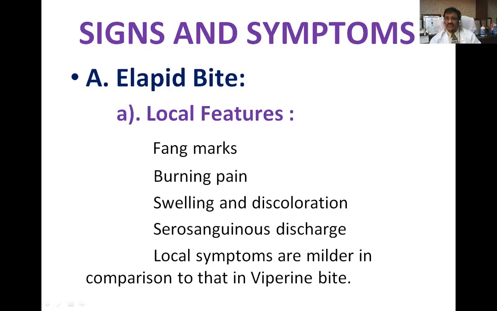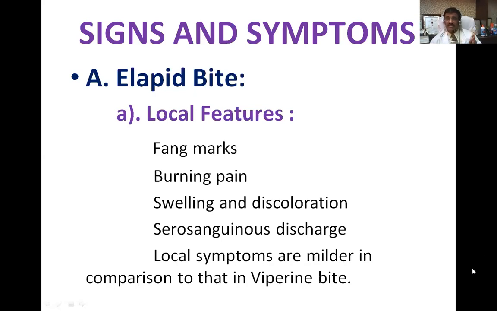These venoms produce different types of signs and symptoms after envenomation. Envenomation means entry of venom in the body. The signs and symptoms differ for different types of snake bite. So what will happen if an elapid snake bite takes place? It will produce some local features first, like at the site of the bite. So you'll have fang marks, two fang marks. Then there will be burning pain, and there will be swelling and discoloration of the part which is bitten by the elapid snake. Serosanguinous discharge will come out from those fangs. Local symptoms are milder in comparison to those in viperine snakes.